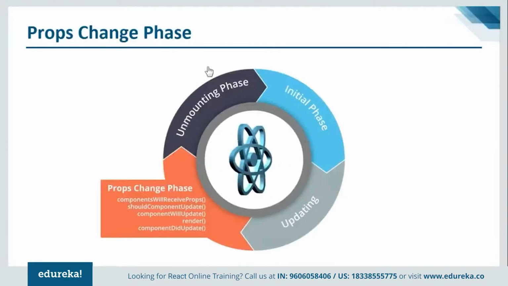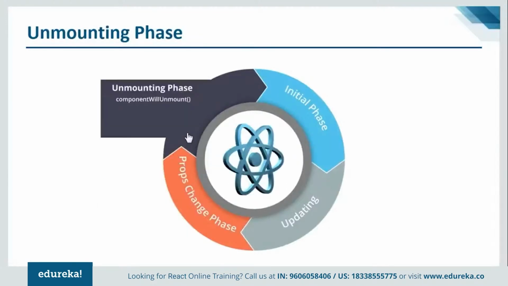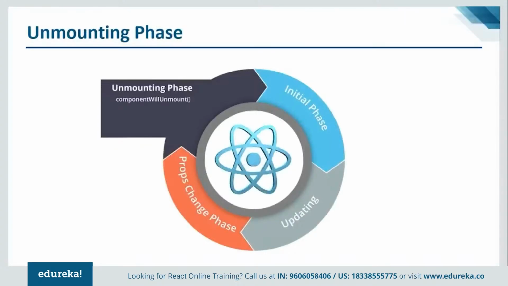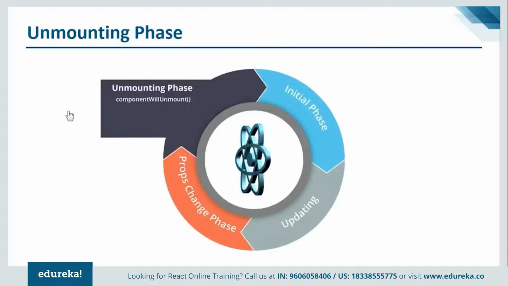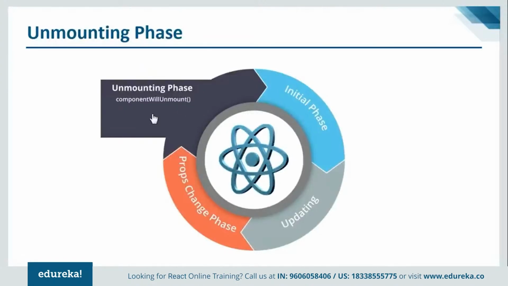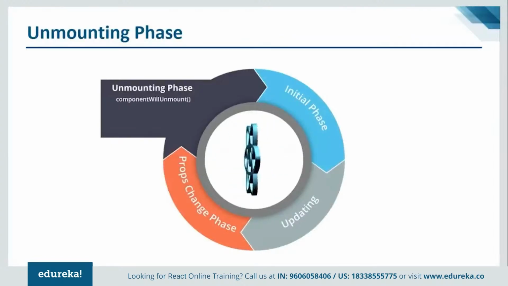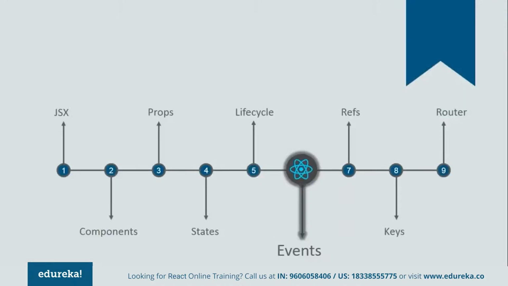Now move on to our last phase, that is the unmounting phase. Now this is the phase when the component is destroyed and removed from the DOM. There is only one lifecycle method over here, that is the componentWillUnmount method. You can perform any cleanup related tasks here, such as removing the event listener, stopping the timers, etc. After this method gets called, your component is completely removed from the DOM. So here we are done with all the phases of the component's lifecycle along with their methods.